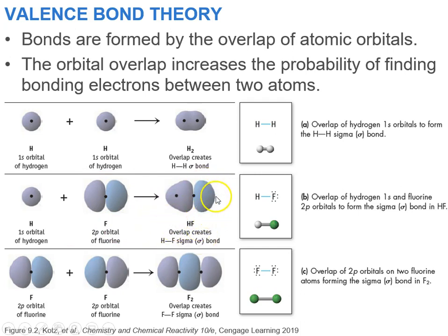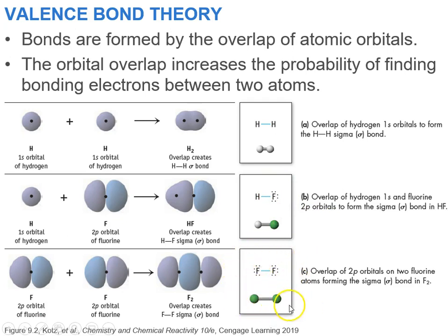This shows the overlap of a 1s orbital from hydrogen and then just one of the 2p's of the fluorine. And then that creates the bond between them. The other electrons in the 2p's are not shared, and they reside just on the fluorine.